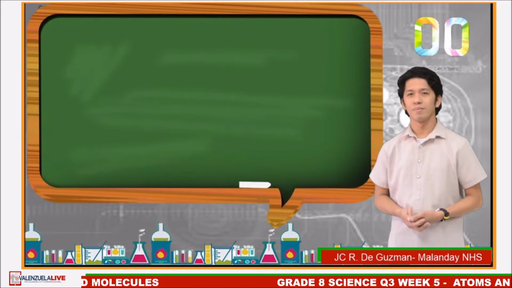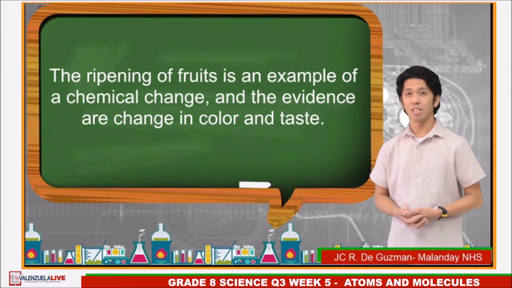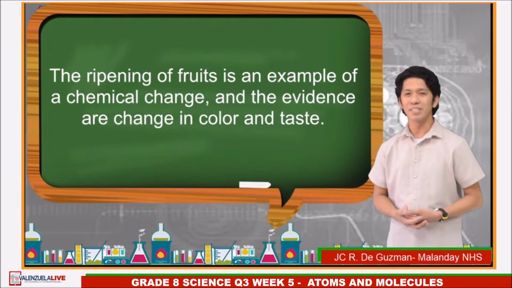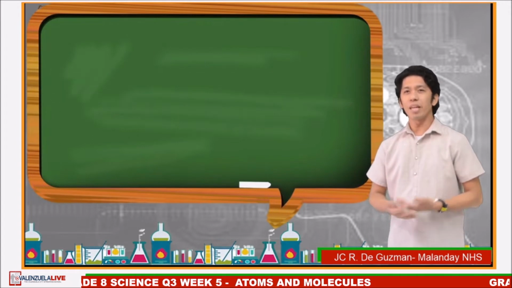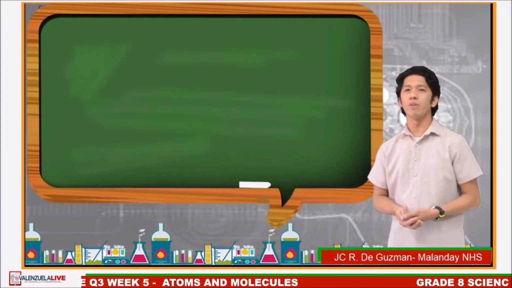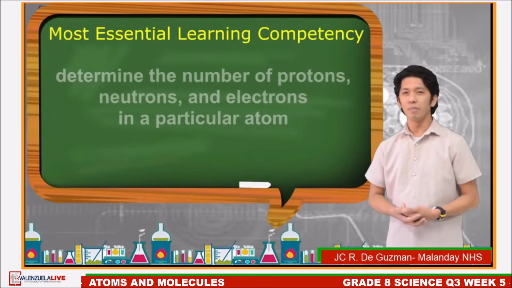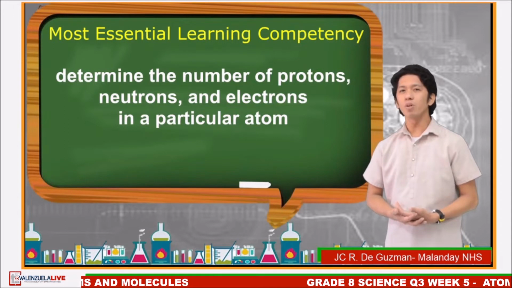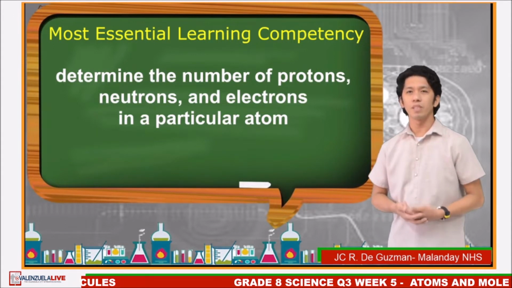Time's up. The ripening of fruits is an example of a chemical change, and the evidence are change in color and taste. Good job, learners! Now that we are able to recall the previous topics, let me share to you our focus on this episode. In this episode, we will determine the number of protons, neutrons, and electrons in a particular atom.